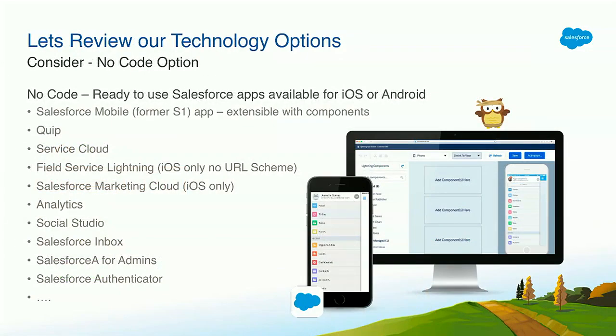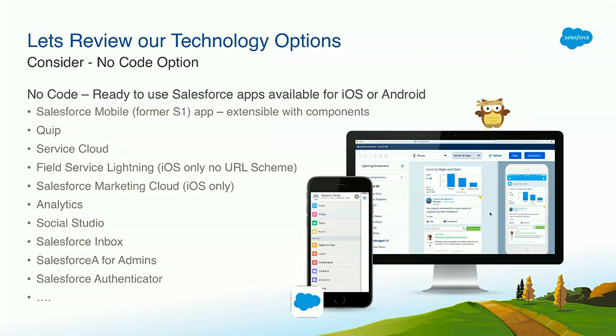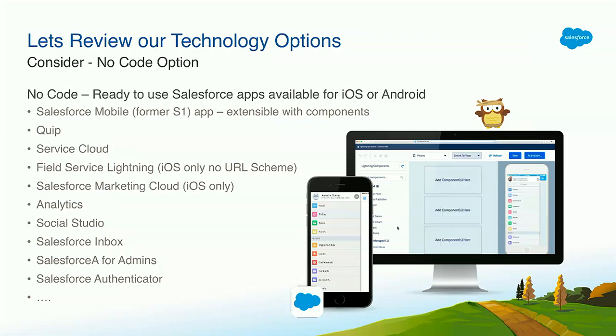Okay, so reviewing our technology options, considering the no-code option, obviously we know we're going to deal with the Salesforce mobile app and do some customization. And by the way, there's a list of other apps that we may potentially leverage in some other use cases, right? Like Quip or Field Service or Service Cloud application that could potentially be out of the box. Just turn it on and you're good to go, right?